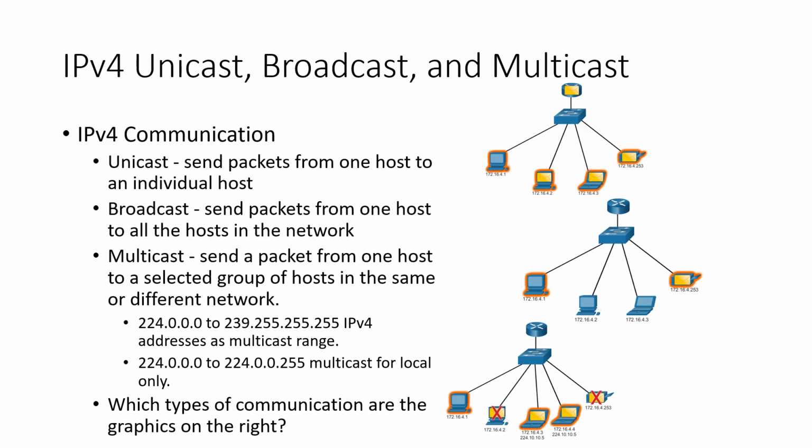224.0.0.0 to 239.255.255.255 IPv4 addresses are the multicast range, and then 224.0.0.0 to 224.0.0.255 is multicast for local only, right? So you can have a look at what type of communication is on the right. You have a multicast, broadcast, or unicast.